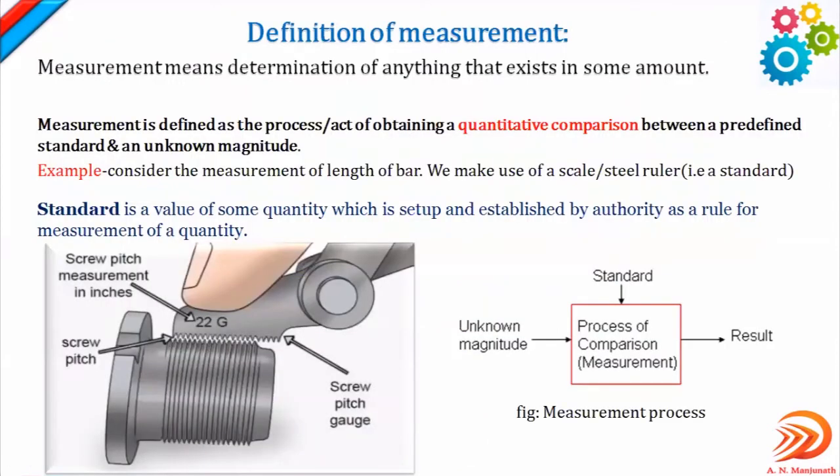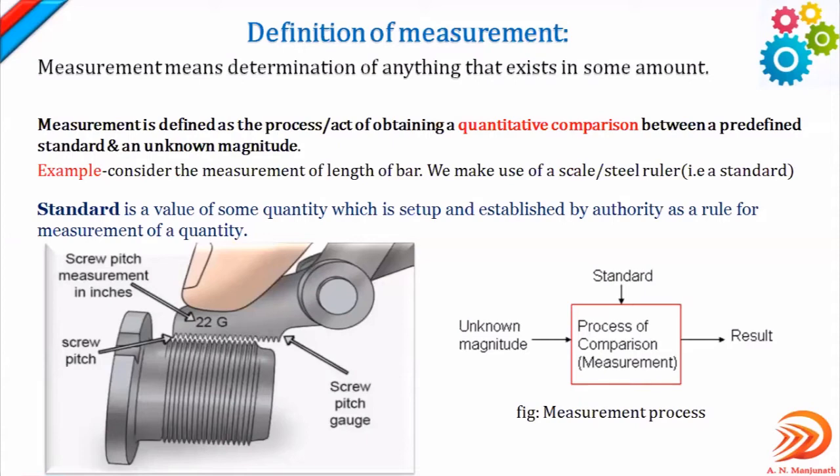So coming to the definition of measurement. As all of you know, measurement in general terms is the determination of something which exists in some amount. Measurement is about finding out anything which exists in some amount. How much of an amount exists, that is what measurement is about in general meaning.